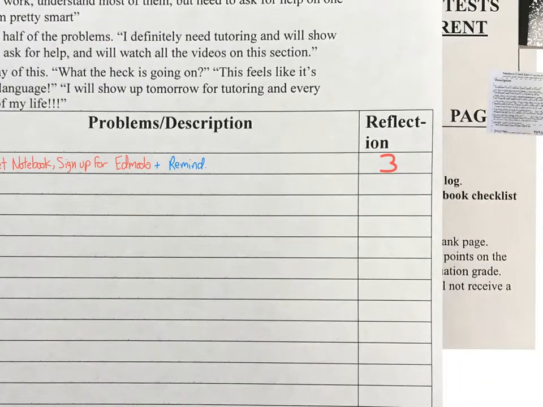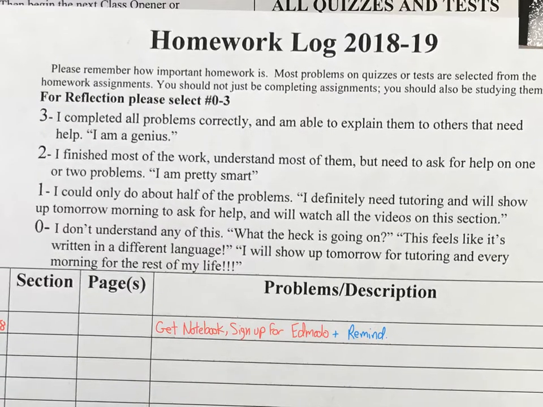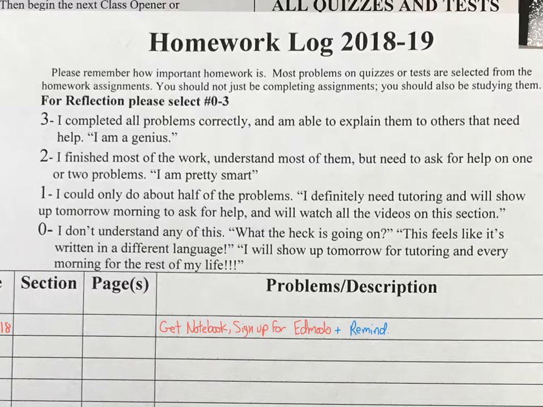And then there's a reflection column. Obviously there's not enough space to write anything, but I do give you some numbers that you can represent your reflection with. Let's say you were doing a homework on simplifying variable expressions, and you did every single question. You thought it was easy, you understood everything, and you could explain it to other people. If you feel this way, I completed all problems correctly, I'm able to explain it to others that need help, I feel like I'm a genius, then you give yourself a 3 on the reflection.